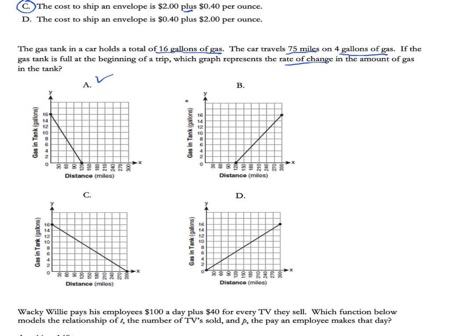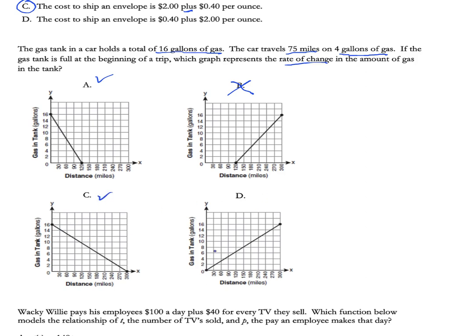No, this side right here, the y-axis says the gas in tank. You have to start at 16, so we can eliminate B. C looks promising. Yes, because remember, when you drive your car, as you go further and further, as the distance increases, the gas will decrease. So it's probably C. Don't know that yet.